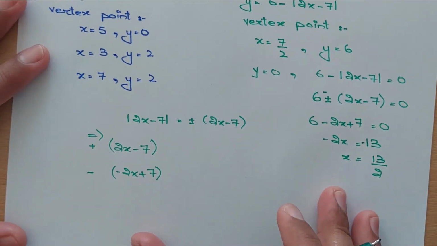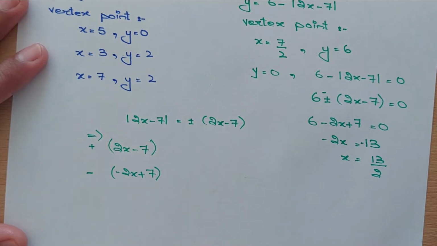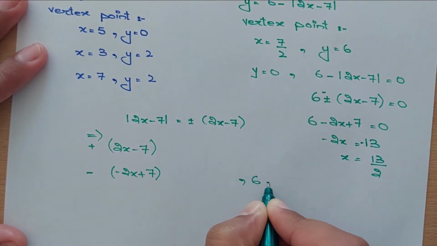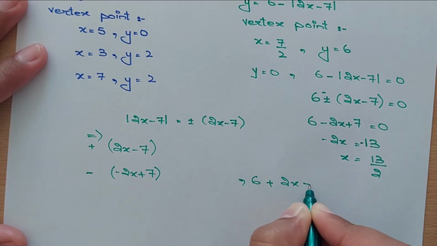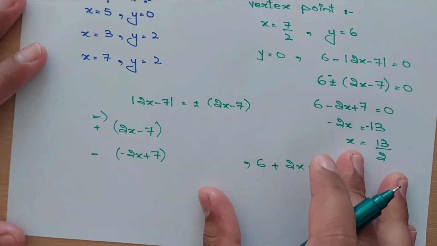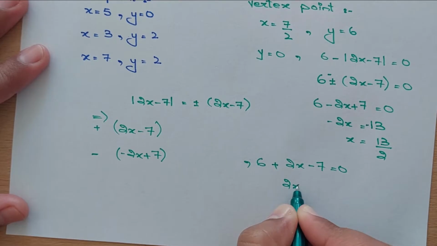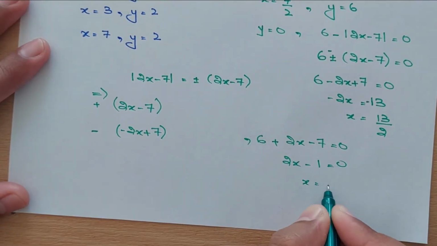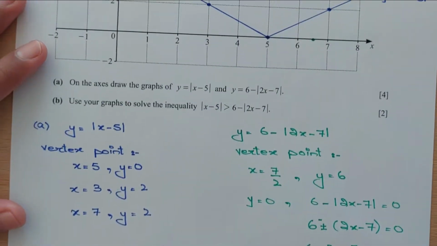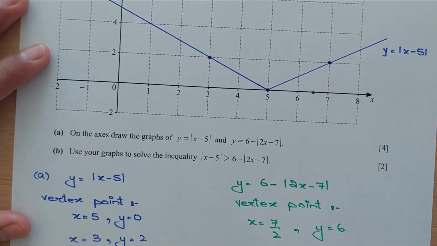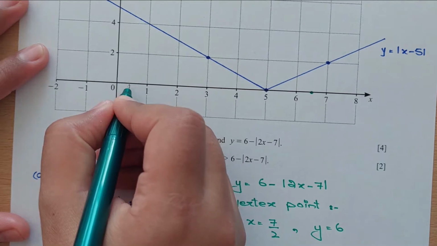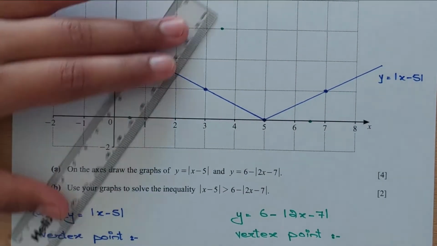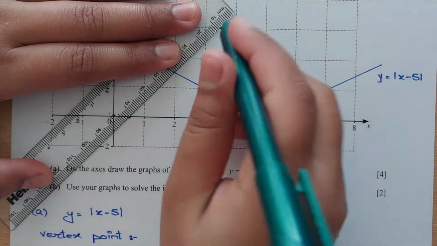And we can also take the negative sign as well. Negative times negative is positive. So we have 6 plus 2x minus 7 equals 0, the second equation. Here we have 2x minus 1 equals 0, and the x value is just 1 by 2. Now let me substitute x equals 1 by 2, that is 0.5, between 0 and 1. Now let's connect the points to get the graph for the second function.